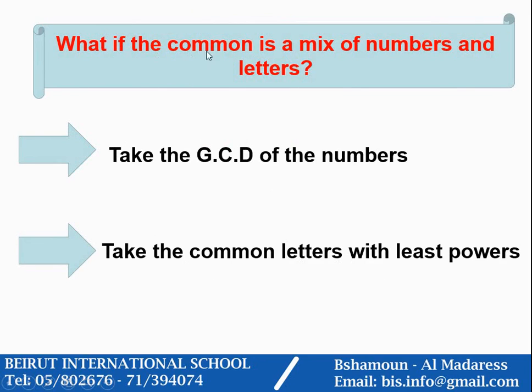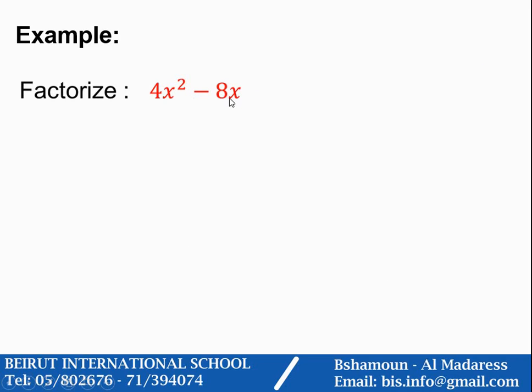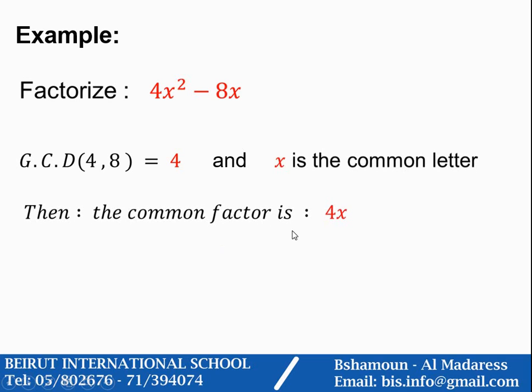Another question. What if the common is a mix of numbers and letters? It's a very, very important question. So you take the GCD of the numbers, as we said before, and you take the common letter with least power. For example, factorize this expression, 4x squared minus 8x. The common between 4 and 8 is their GCD, so it is 4. So you take 4 as a common number, and you have here x and x. You have a common letter. But here x power 2 and here x power 1. So you take the least power, which is x power 1, as the common letter. So the common will be 4x.